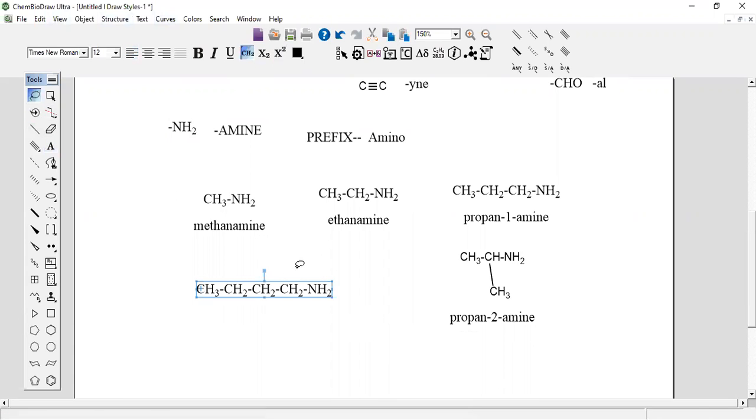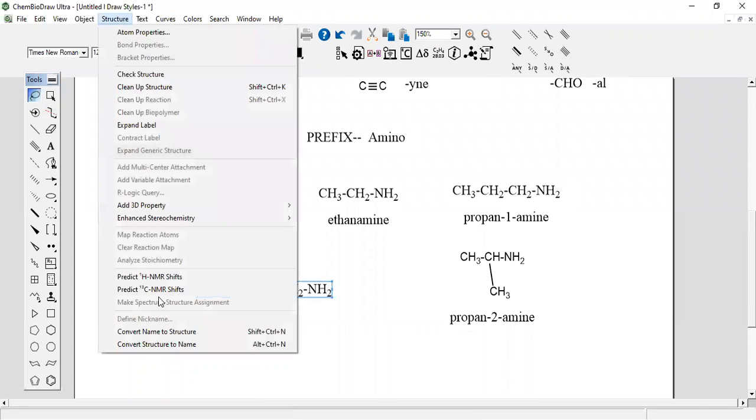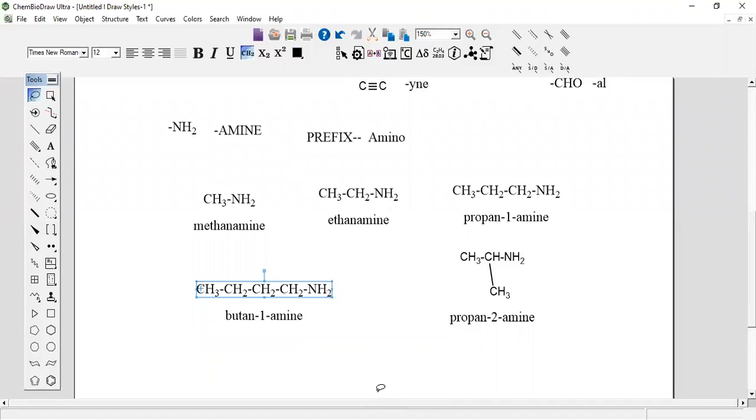Yes, sir. You have to understand what is happening while naming. Yes, sir. Okay, next. Okay, right. Okay, butane 1-amine. I think you know this one.